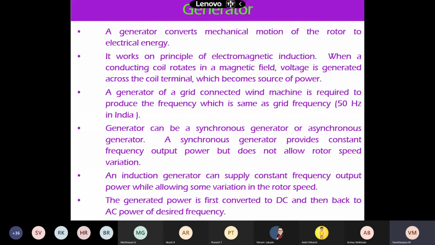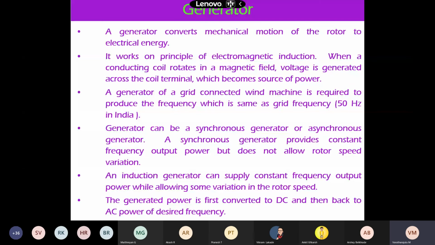The generator converts the mechanical motion of the rotor to electrical energy, working on the principle of electromagnetic induction. When conducting coils rotate in a magnetic field, voltage is generated across the coil terminals, which becomes the source of power. A generator of a grid connected wind machine is required to produce a frequency the same as the grid frequency, that should be 50 Hz usually in India. The generator can synchronize.